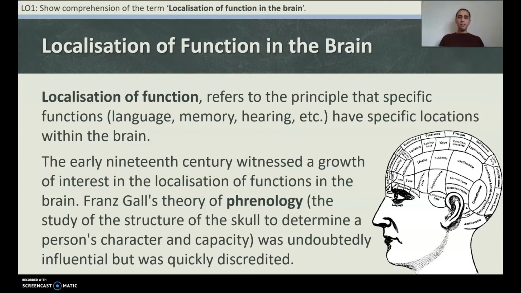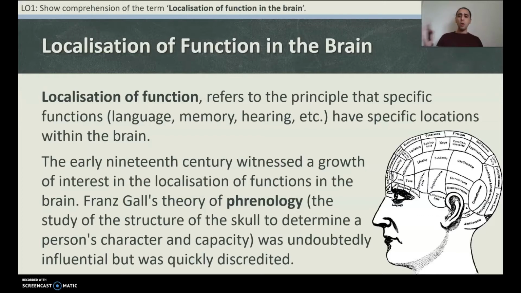The early 19th century witnessed a growth of interest in the localization of function in the brain. Franz Gall's theory of phrenology, which is the study of the structure of the skull to determine a person's character and capacity, was undoubtedly influential, but was quickly discredited. It's quite an unscientific idea, but it's sort of where it started.